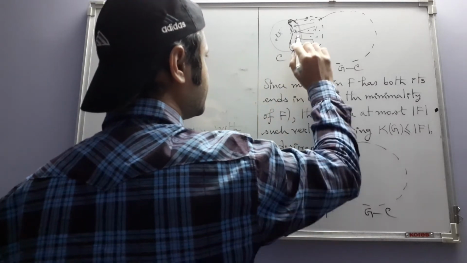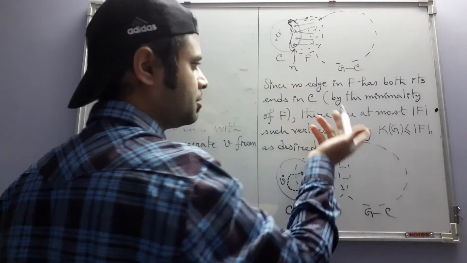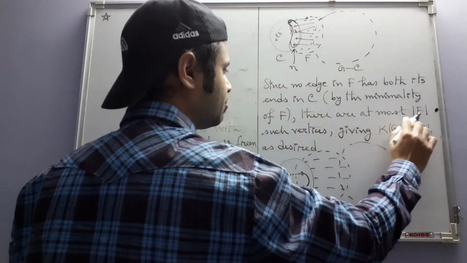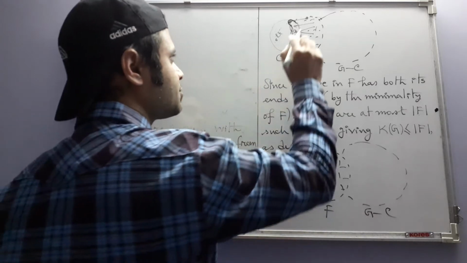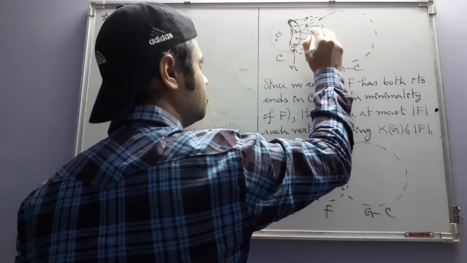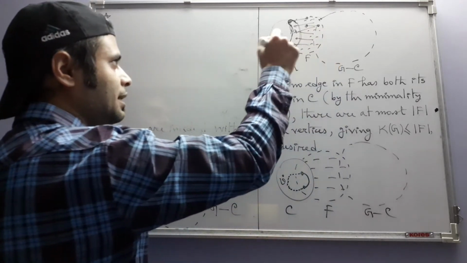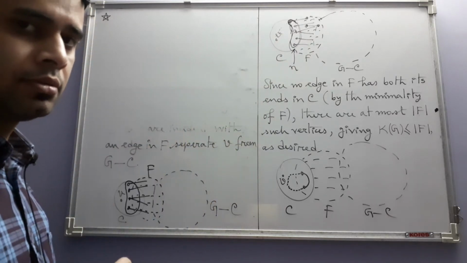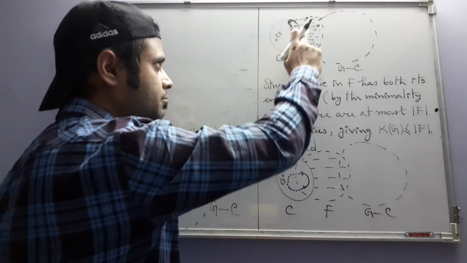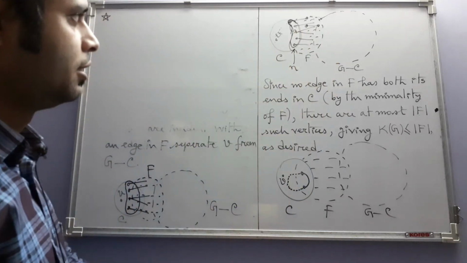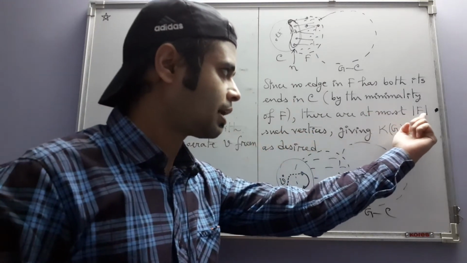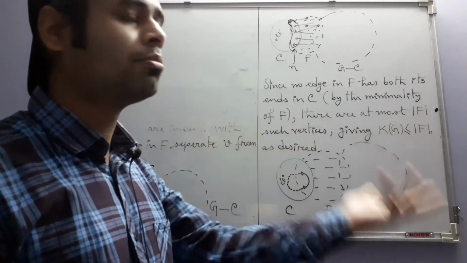That's why the number n, you can clearly see, will be less than or equal to the number of edges in F. We may have some edge in F which is not incident with any vertex from C. That possibility is also there, which will only make the cardinality of F even more.